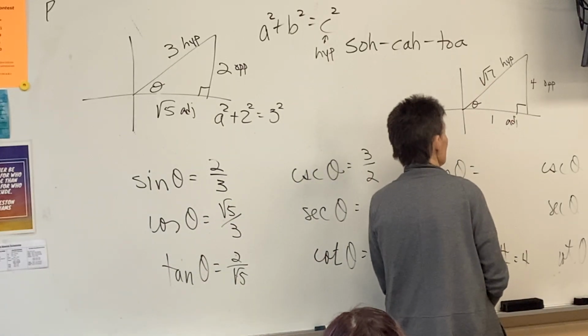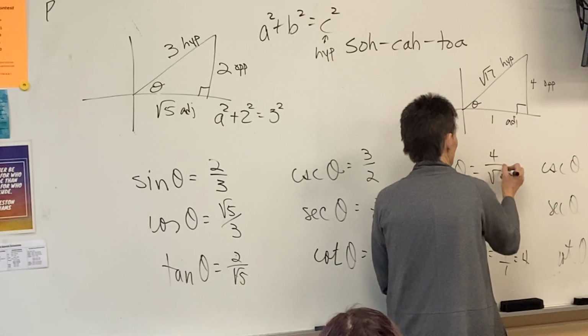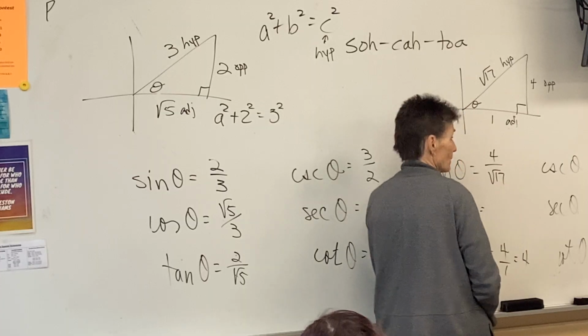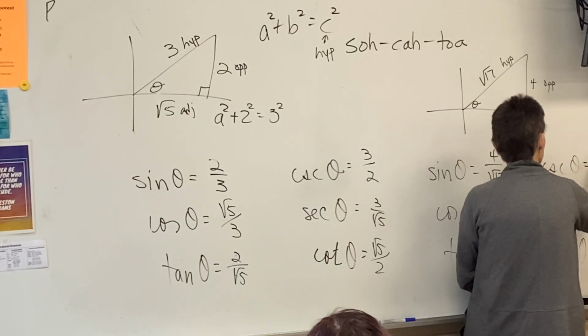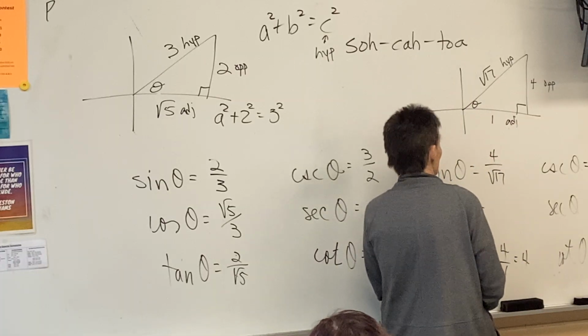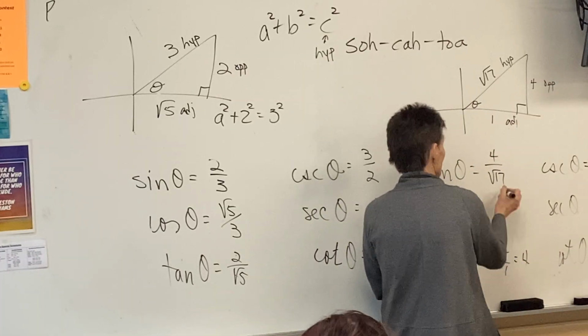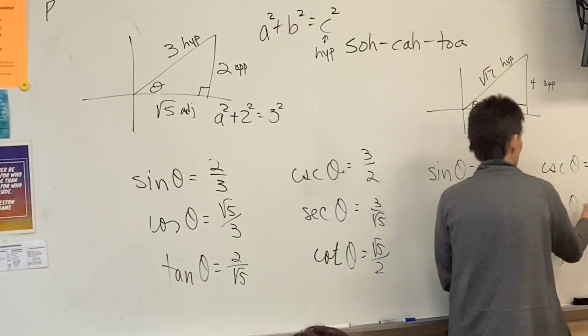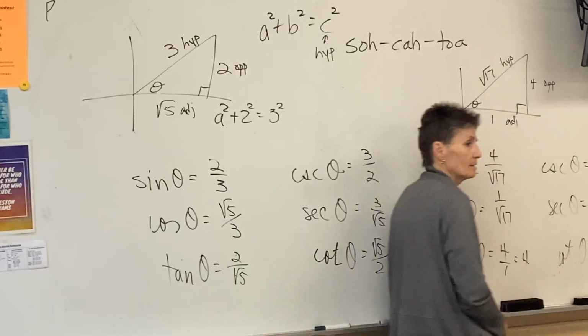Sine would be 4 over root 17. So cosecant is root 17 over 4. Cosine is 1 over root 17. So the secant is root 17.